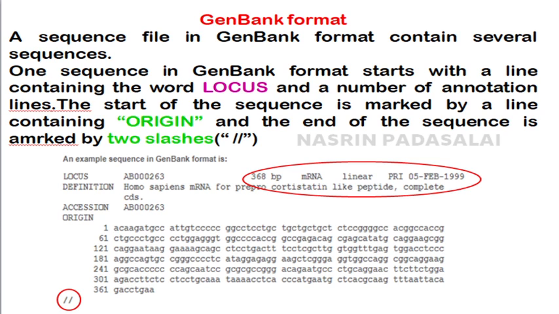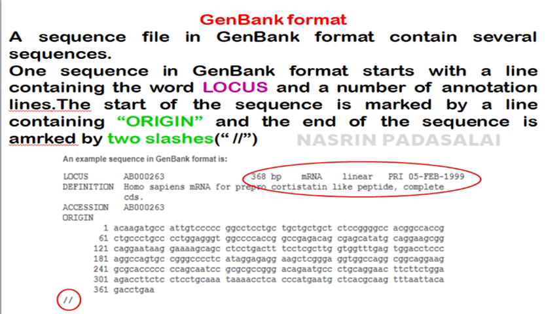A sequence file in GenBank format also contains several sequences. One sequence in GenBank format starts with a line containing the word LOCUS. Here you can see I have given an example of GenBank format, and a number of annotation lines will be there. Annotation says whether it is DNA or RNA. In case of RNA, whether it is mRNA or tRNA, what the size is, whether it is linear or circular, when it was published, and a definition like from which organism it was identified, and also the accession number, like that.